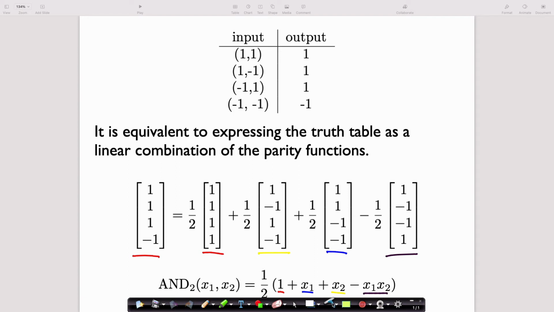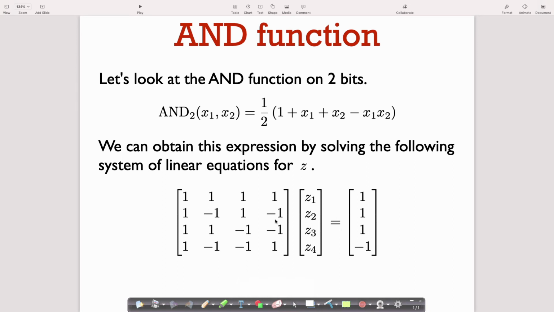And again, how did we arrive at this? Well, it's just solving a system of linear equations with an unnormalized Hadamard matrix. Okay, so here again I just have a matrix whose columns are the truth tables of these 4 parity functions, right? The constant 1 function, the function x1, x2, and the function x1 times x2. So I want to solve this linear equation. If I solve this linear equation, then these coefficients z1 through z4 will tell me how to express the AND function as a linear combination of these parity functions.